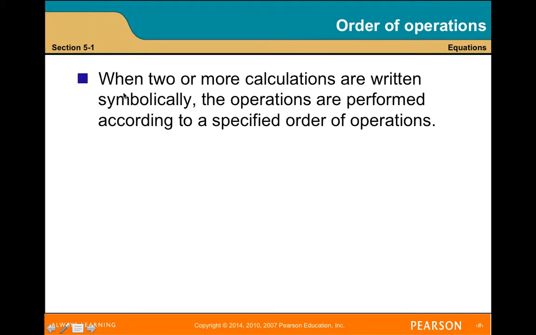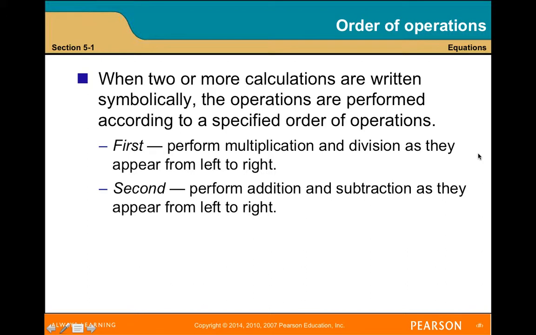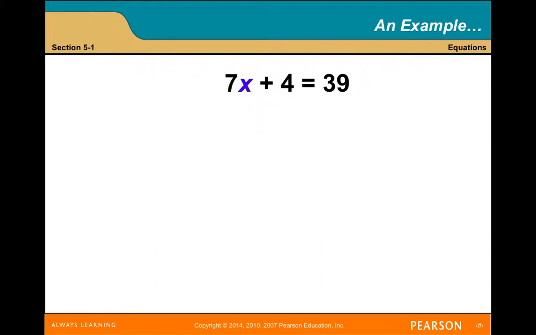When two or more calculations are written symbolically, the operations are performed according to a specified order of operations. First, perform multiplication and division as they appear from left to right. Second, perform addition and subtraction as they appear from left to right. To solve an equation, undo the operations working in reverse order. First thing you want to do is undo the addition or subtraction. Next, undo the multiplication or division.